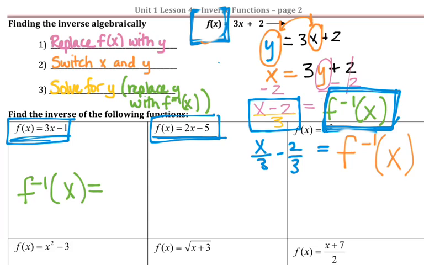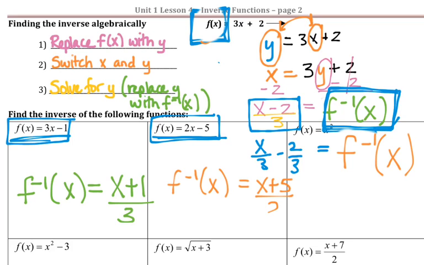Walking around the room, I've checked some people's papers. This one you should have x plus 1 divided by 3. And in the next one, you should have f inverse of x equals x plus 5 divided by 2. Any questions on those two? Will? Can we just leave it as y? Well, on this one, it started with an f of x, so we need to end with an f inverse of x.